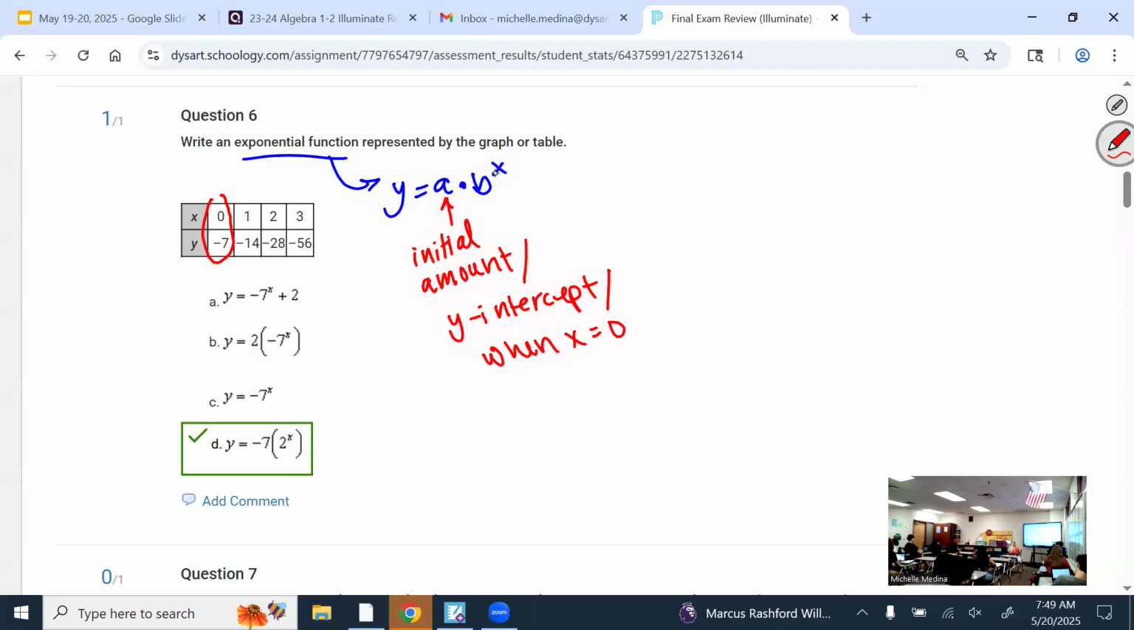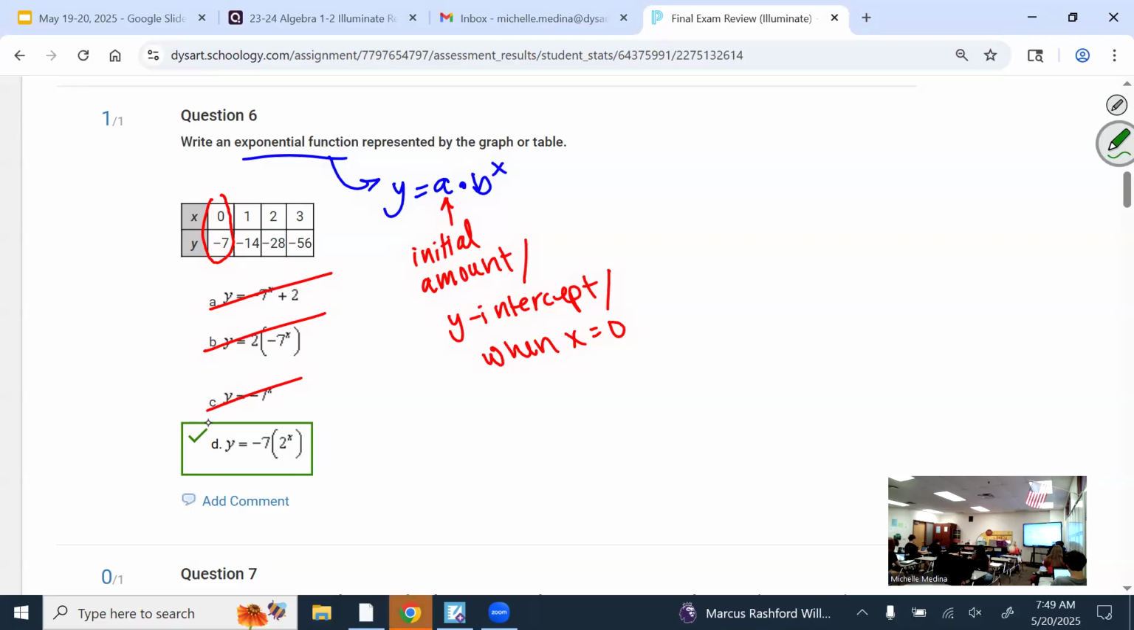It should not be on the -7, okay? Because that's my initial amount. So I can automatically eliminate that one. Same with this one. A is not attached to the x exponent. This one also doesn't look right because of that. So just from that alone, I'm already eliminating to find my final answer.